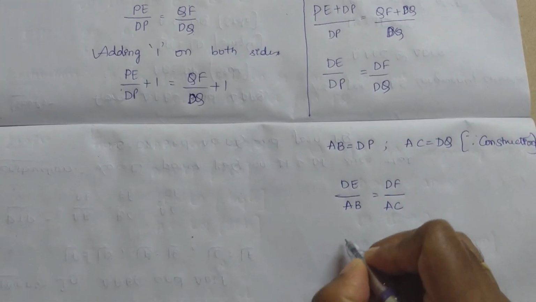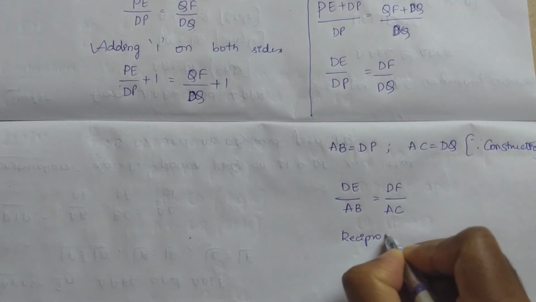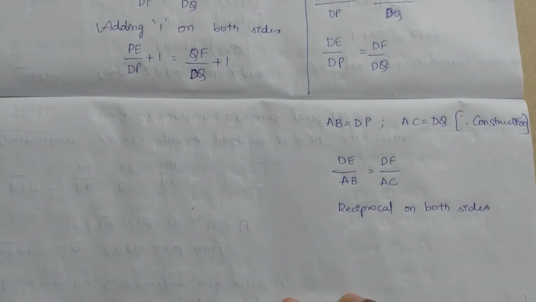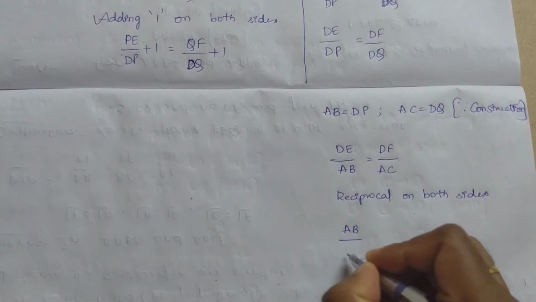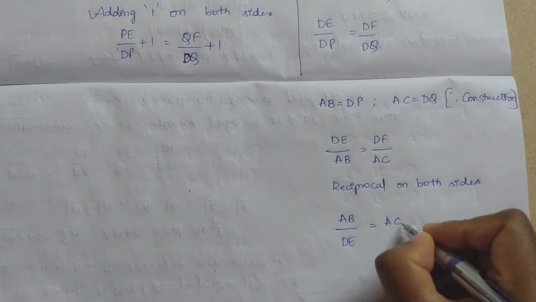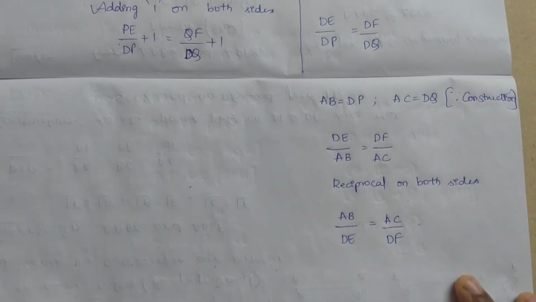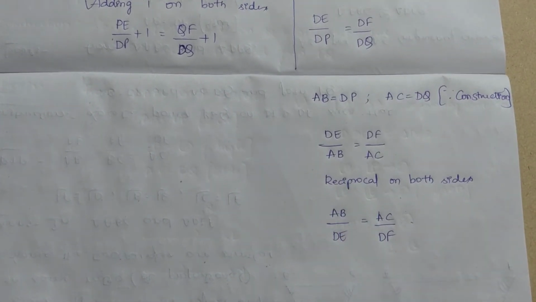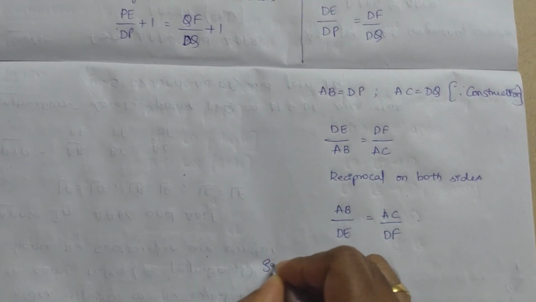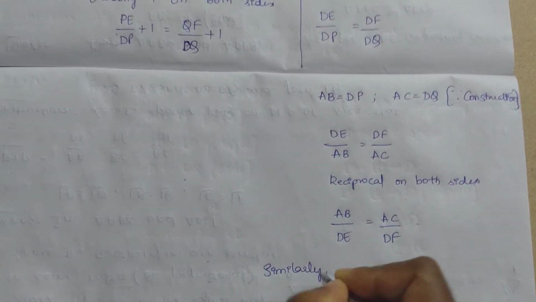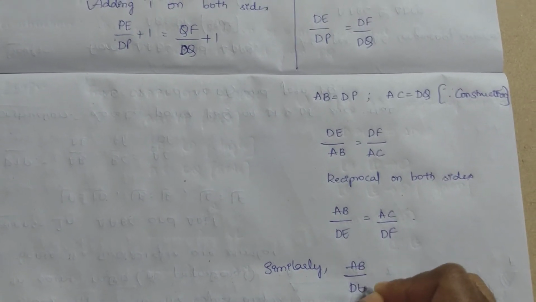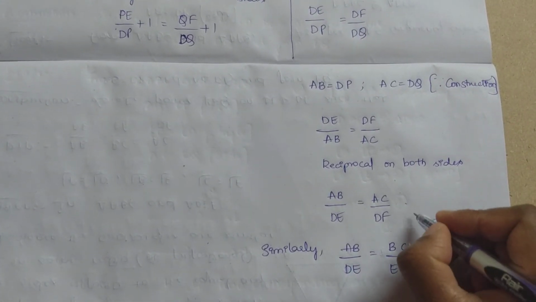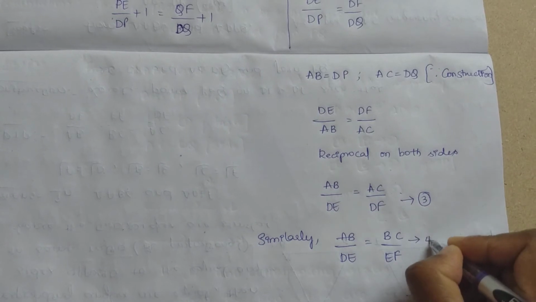Now what do I do here? Reciprocal on both sides. Let's see what we get here: AB by DE equals AC by DF. Clear? So when we take the reciprocal on both sides, AB by DE equals AC by DF. Similarly, you'll get AB by DE equals BC by EF. Put this as equation 3 and this as equation 4.